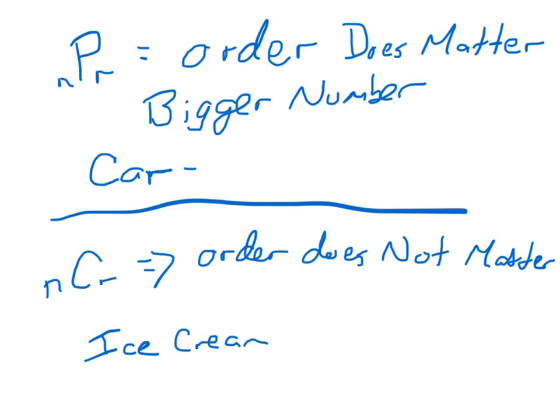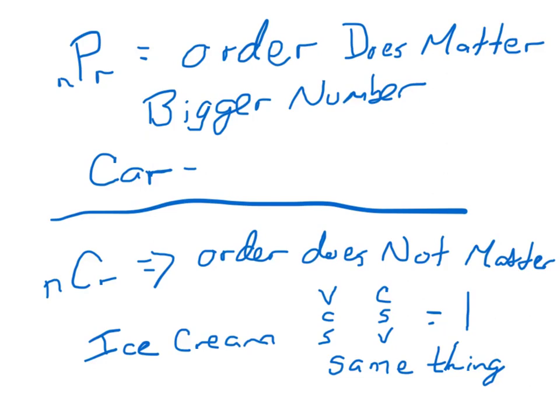Whether you put the vanilla on the top, or whether you put the vanilla, the chocolate, and the strawberry on the top, or you put the chocolate, strawberry, and the vanilla on the bottom, they're the same thing, right? So combinations will allow you to count these as equals one thing, but permutations would see that as two separate things. Okay, so I hope this helps out a little bit.